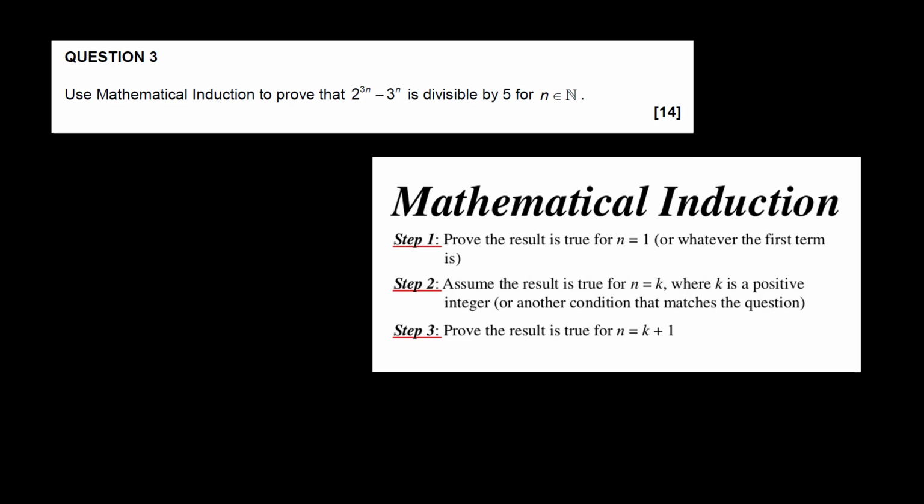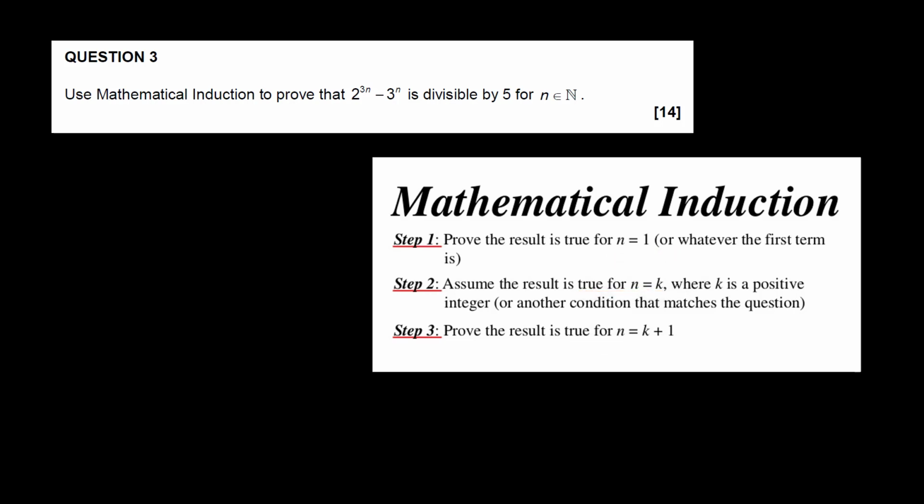Step 1. Prove the result is true for n equals 1. It can be any natural number, but 1 is often the easiest to prove. Step 2. Assume the result is true for n equals k, where k is a natural number. Step 3. Based on step 2, prove that the result is true for n equals k plus 1.